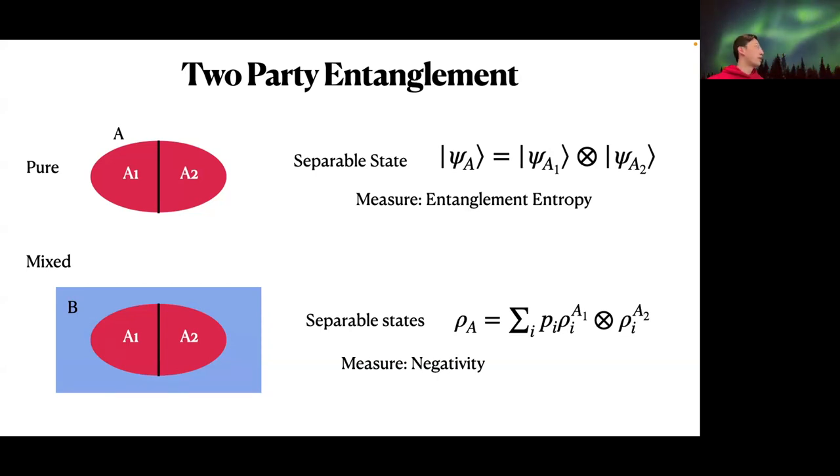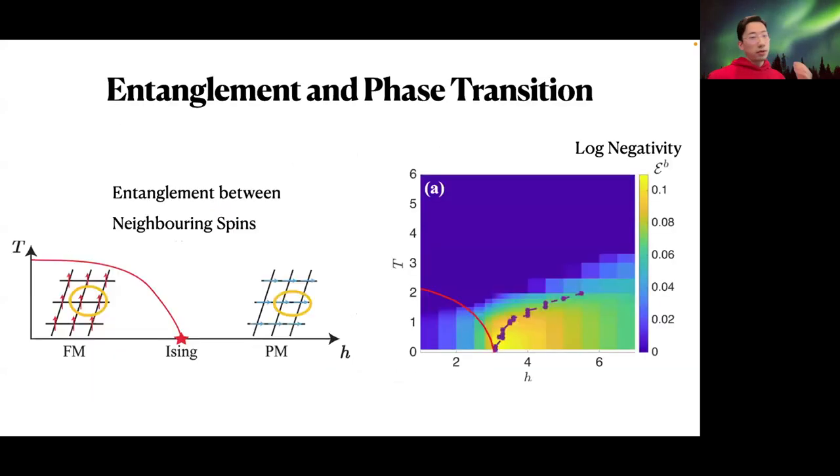In the mixed state, we cannot use a measure like that because the uncertainty of A1 can come from its correlation with A2 or its correlation with B. So we have to resort to other measures. So far, there's no perfect measure, but one popular choice is called the negativity, which makes use of properties of the tensor product. So let's look at the negativity as a measure of quantum entanglement between two neighboring spins.